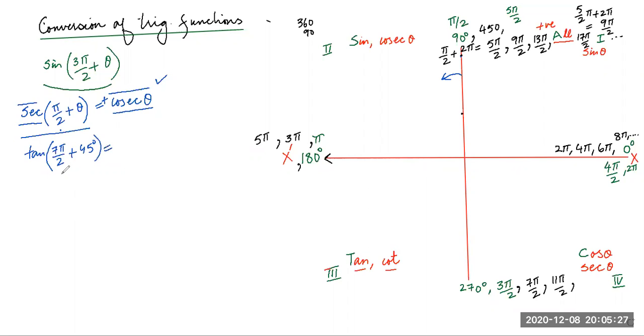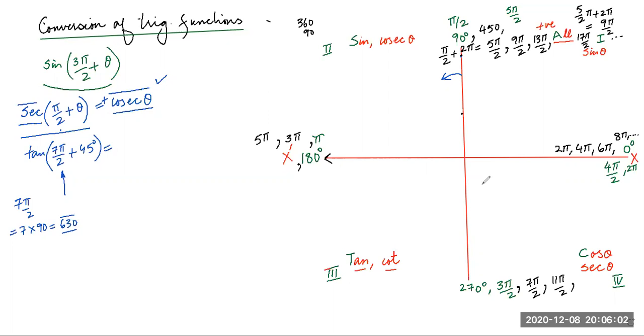First we will see whether it is on x-axis or y-axis. In x-axis it is sleeping, it can't do anything. On y-axis, yes, it is active, it is awake, it can do conversion. So 7 pi by 2 is on which axis? 7 pi by 2, can you calculate the angle? 7 pi by 2 is equal to 7 into 90, that is equal to 630.